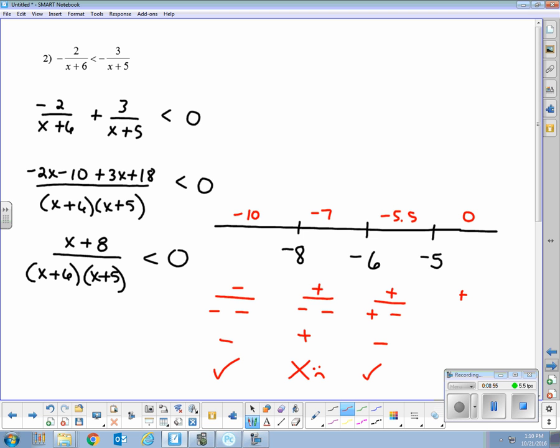0 plus 8 is positive. 0 plus 6 is positive. And 0 plus 5 is positive. This gives me a net value that's positive. Not going to work.